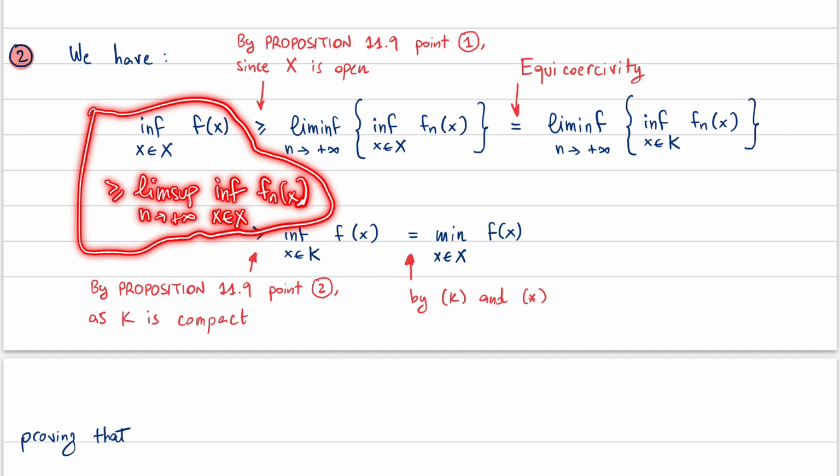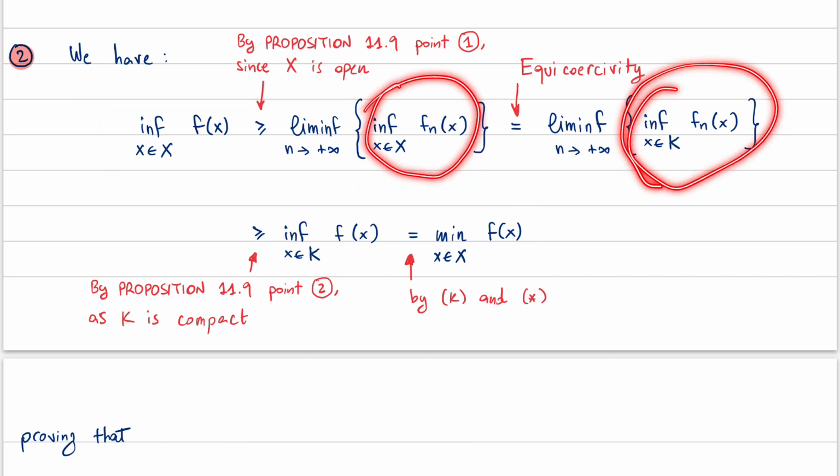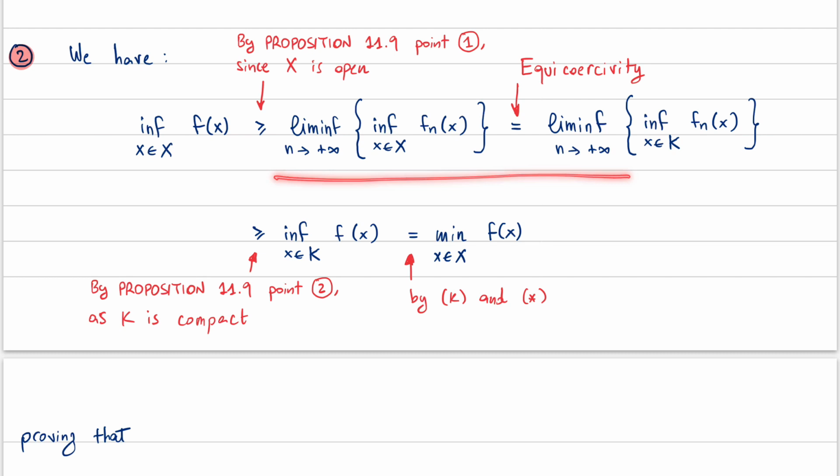And this can be applied with X because X is open by the very definition of open set, and therefore the infimum of f of x over the whole space is larger or equal than the lim sup, and the lim sup is larger or equal than the lim-inf, and so we obtain this inequality here. Now here again we use the equicoercivity. So for every n in N, this is true. So the infimum of fn over K is equal to the infimum of fn over X. And so it is true also for the lim-infs.